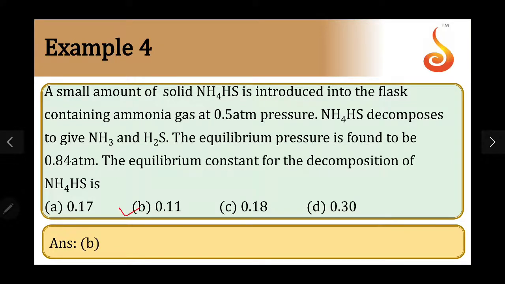So the answer should be B. Okay, let us go to the next question. Example 5.